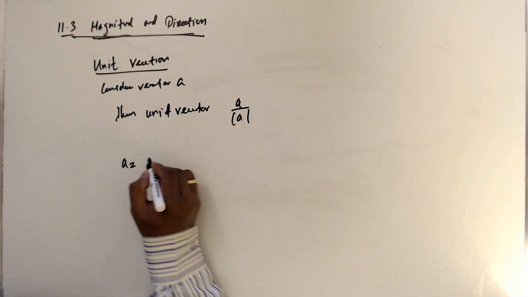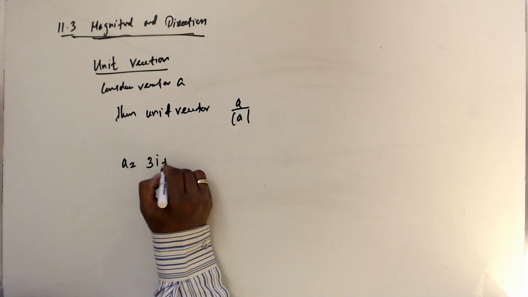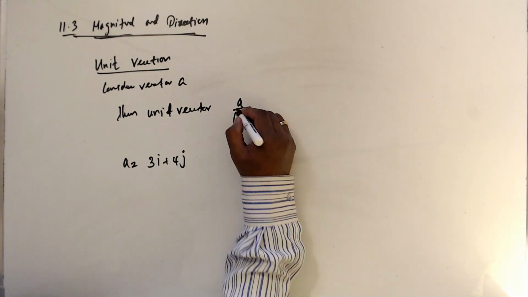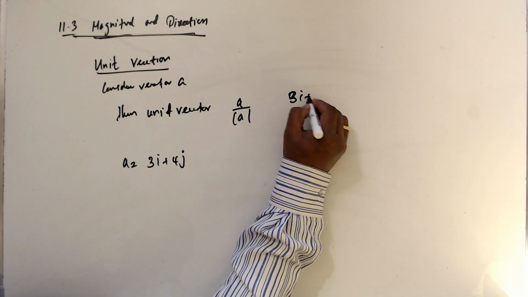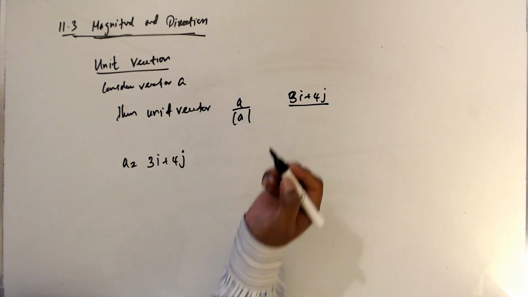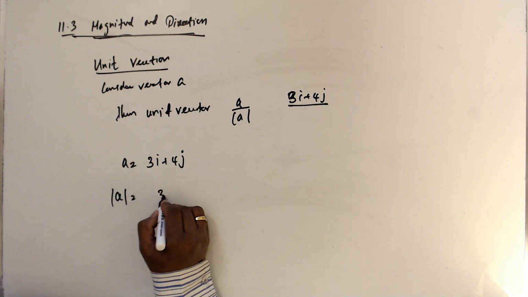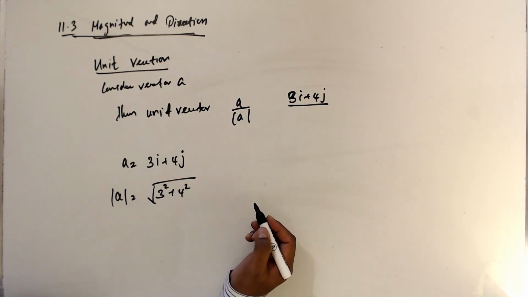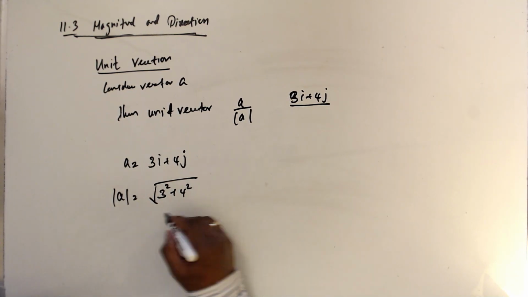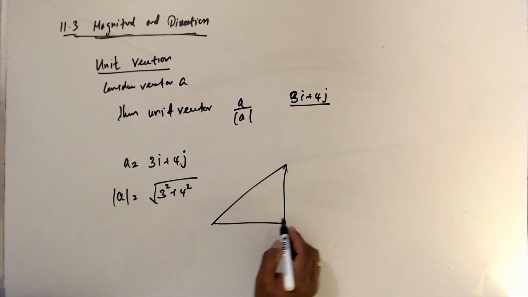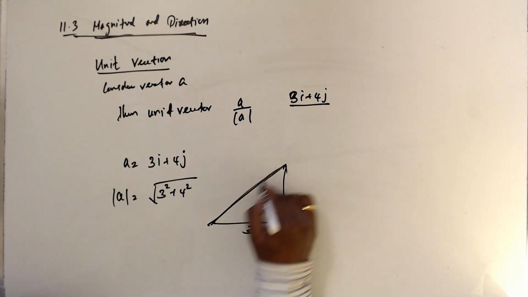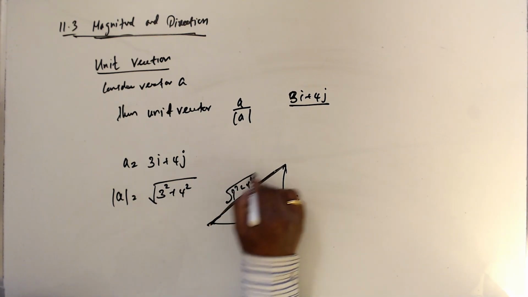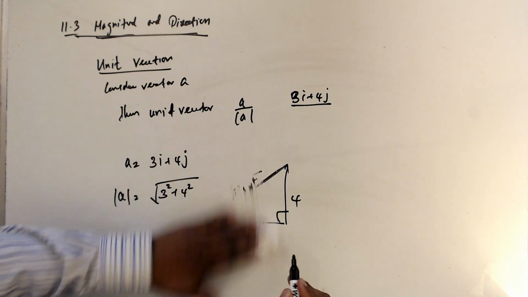Now if I have a vector 3i plus 4j, now I want the size. How do we find the size? We learned earlier, the square root of 3 squared plus 4 squared. So we apply the Pythagoras rule. This is 3 and this is 4. We want to find this distance. Triangles by Pythagoras, this is the square root of 3 squared plus 4 squared. So this is the size of the vector.